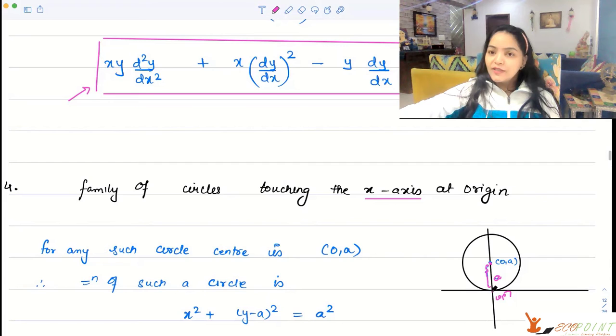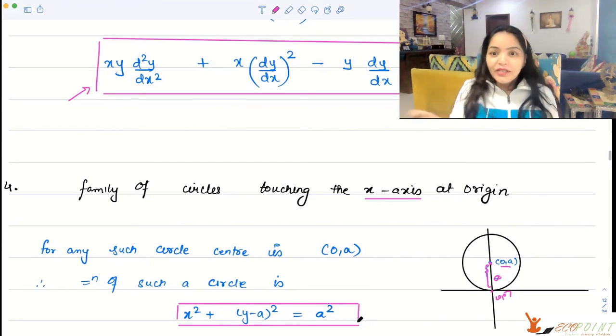And since it's touching the x-axis at origin, the x-axis value will be 0 here. So 0, comma a is the center. That means the equation of any such circle will be x squared plus y minus a whole squared equals radius squared.